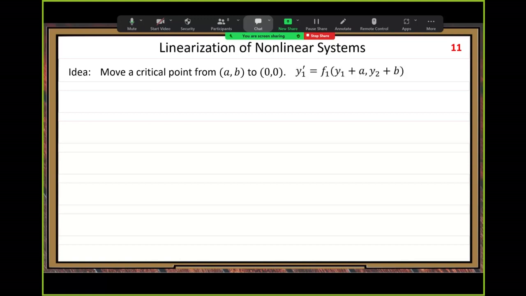Move a critical point from the A, B point to the origin. So the first step, we do a translation like this. Then we can get a new form of equation. This time we just study the critical point at the origin case. Now the key step, apply the linear approximation.